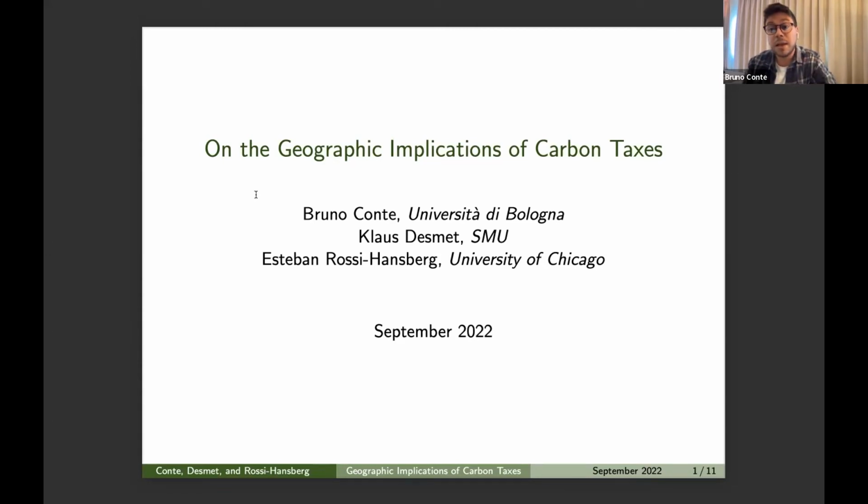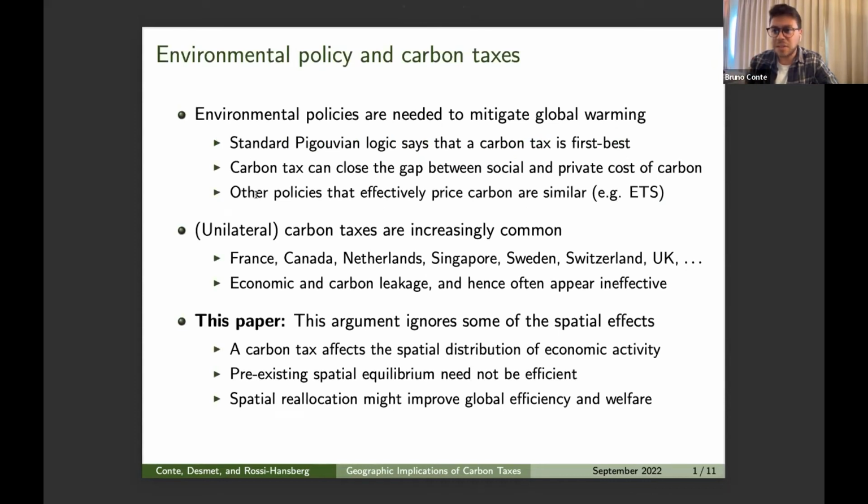In the paper today, specifically, we investigate the geographical implications of one such policy, carbon taxes. Taxing carbon is seen as a first-best type of policy to mitigate global warming, following this Pigouvian logic that by forcing the economy to internalize environmental externalities related to economic activity, it narrows the gap between the private and the social cost of carbon. Therefore market mechanisms by themselves reduce the environmental burden of economic activity in terms of carbon emissions and global warming. There are other policies designed to achieve this goal, such as trading schemes, but carbon taxes are becoming increasingly common, especially in developed economies.